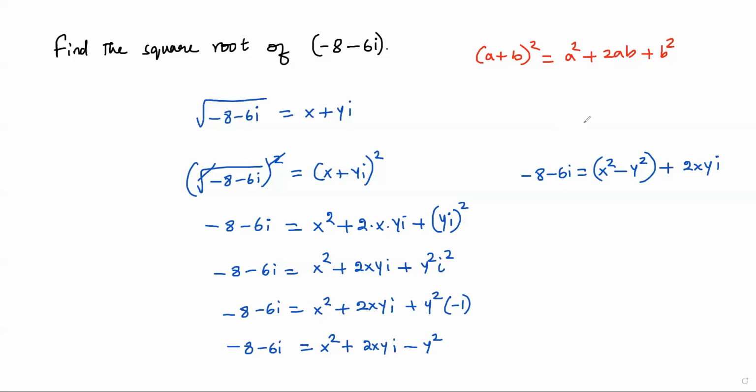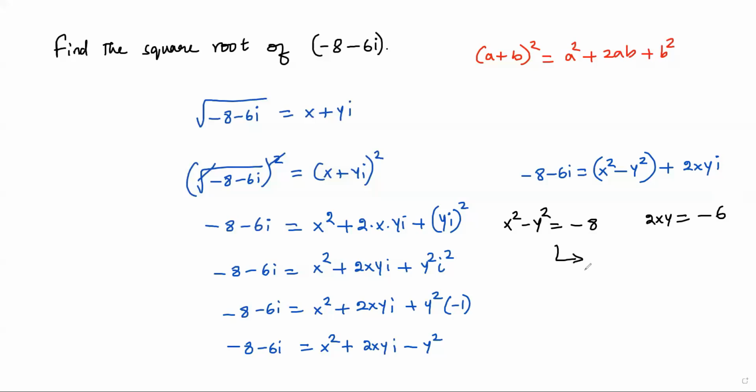In a complex number, the part without i is considered real, and the term which contains i is considered imaginary. So here this is real and this is imaginary. Whenever two complex numbers are equal, we can equate the real parts and the imaginary parts. The real part on the right side is x squared - y squared, and the real part on the left side is -8. So x squared - y squared is equal to -8. The imaginary part on the right side is 2xy, and on the left side it is -6.